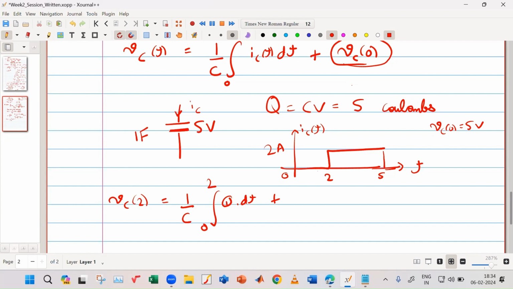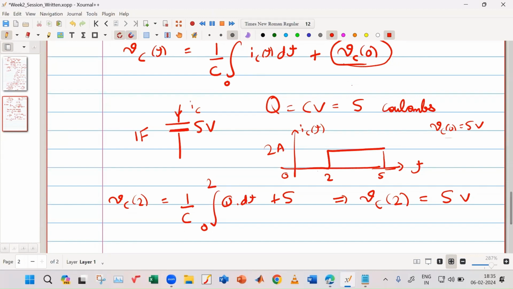Vc of 0 is 5 volt. Okay, it is 5 volt. So then, if you solve this equation, what do you get? You will get Vc of 2 is equal to 5 volt. Is there any doubt in this part? Vc of 2 is 1 by C integration 0 to 2, 0 into dt plus 5. Vc of 2 equal to 5 volt.